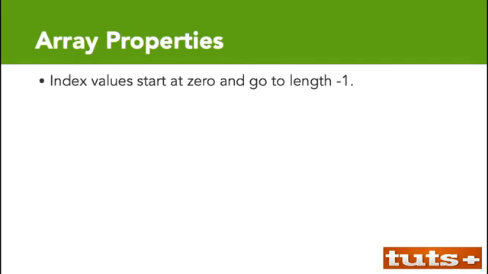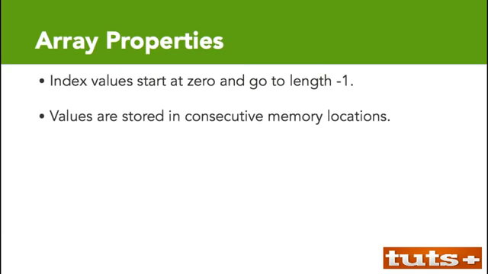So if you have 10 elements, the first element is always going to be in position 0, and if there's 10, the last one will be in position 9, because you have 9 places plus the position 0 makes 10. The values in the array are stored in consecutive memory locations.